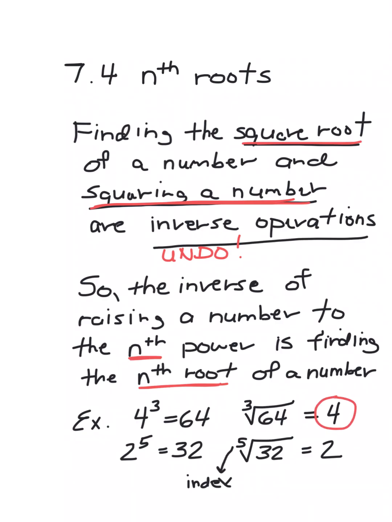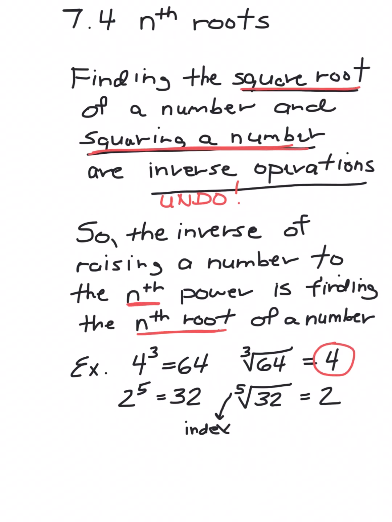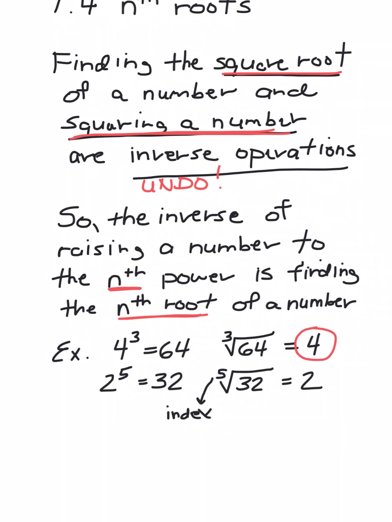2 to the fifth power is 32. So the fifth root of 32 would be 2. And this number that's inside the radical sign is called the index. So another example of this would be 3 to the fourth power is 81. Therefore, the fourth root of 81 would be 3.